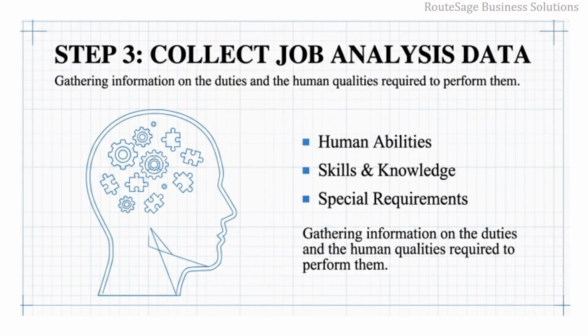Now comes step 3, collecting job analysis data. In this step, detailed information is gathered about the job, including human abilities required, skills and knowledge needed, and any special requirements. For example, a machine operator may require physical strength, technical skills, and safety awareness, while an HR officer may require communication skills, legal knowledge, and decision making ability. The goal here is to understand what it takes to perform the job successfully.